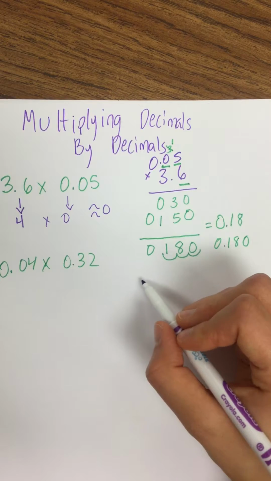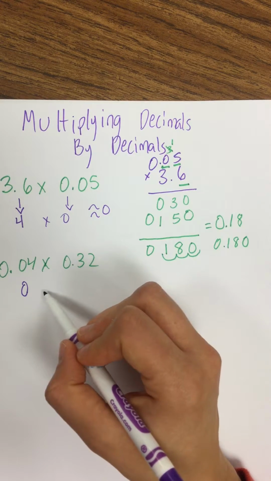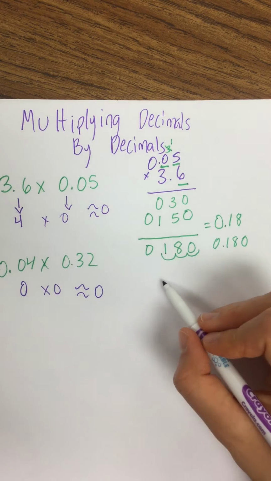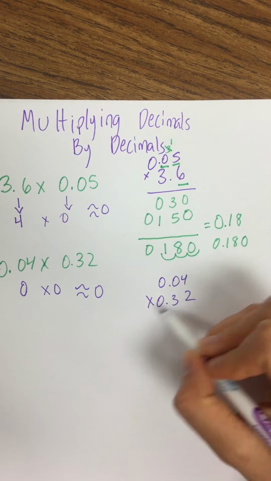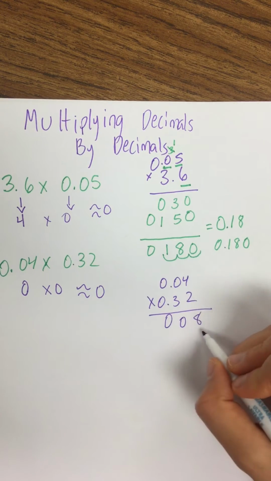Down here, I'll set up the same kind of problem. This is going to round to about 0, and that's going to round to about 0. So my answer should be, again, close to the number 0. 0.04 times 0.32. 8, 0, 0. Can annex that 0.